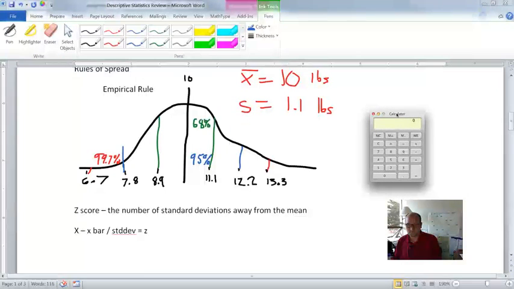Here it is. All right. So my x, if I had a baby that was 11.7 ounces, 11.7, and subtract my x bar of 10, I end up with 1.7. Then I divide that by 1.1, and get 1.54. What is 1.54? It's 1.54 standard deviations. So the z-score is the number of standard deviations away. Got it. Okay, z-score.